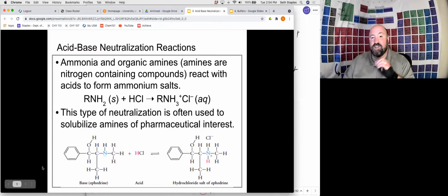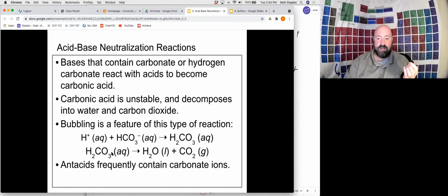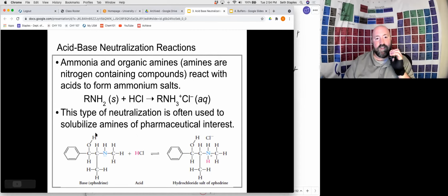This is a reaction that's quite often done in order to have some sort of compound. So this compound here, ephedrine, and I forget what it would be used for. It's a type of adrenaline, I believe. But if we need to introduce this into the body or introduce this into a solution to be able to deliver it as a medication, this isn't real soluble. We're going to have a hard time getting this to dissolve in water. We react it with the acid though, and now this hydrochloride salt will dissolve in water.